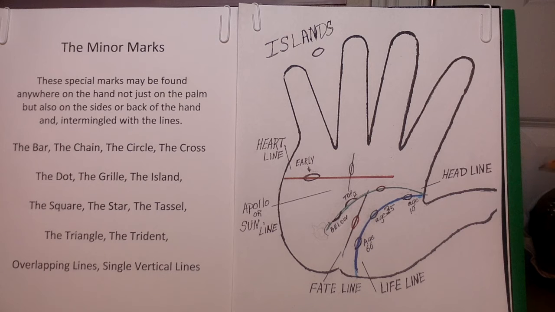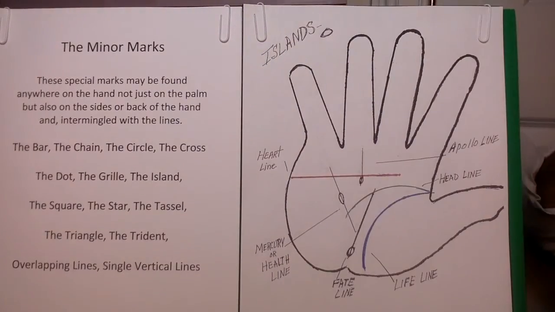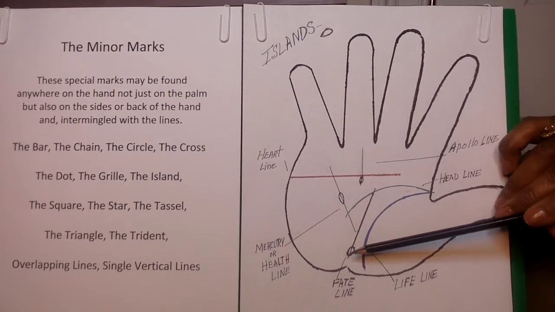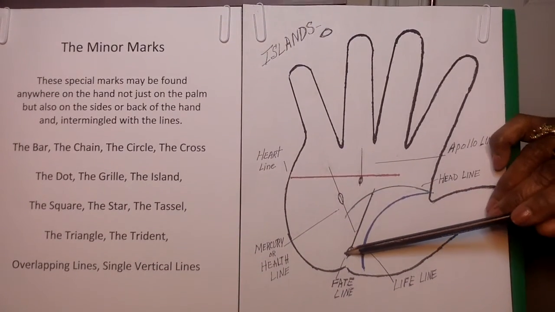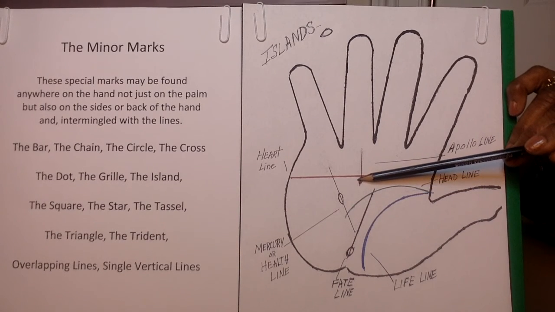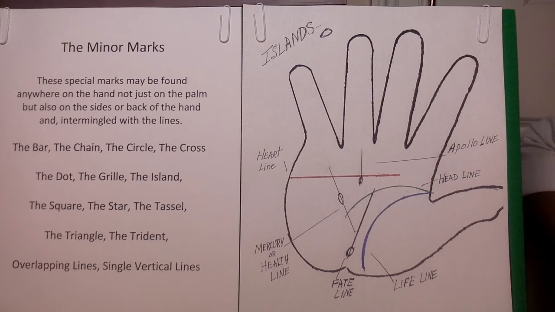Now, should any of these lines have an island on them at the end, like here and here, I think I have one here. No, but this one here. Yes. Island for the Fate at the end, island for the Apollo at the end. This indicates that the person's career may well end, and end in misfortune and losses. And when found on the left hand, these problems are more likely to affect our inner sense of security and stability.